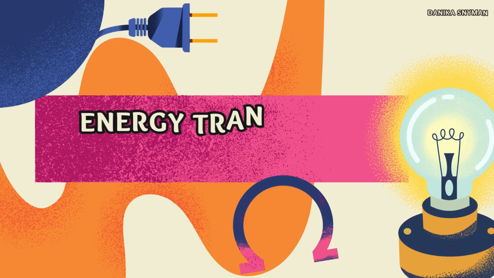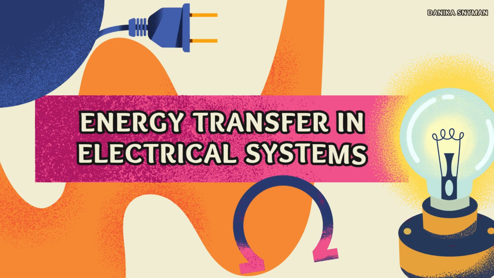Hello, guys. Today we are going to start a very important and interesting topic in natural science: energy transfer in electrical systems. This means we are going to learn how electricity flows through circuits and how different parts of a circuit work together to allow that energy to be transferred. By the end of this lesson, you will understand how electricity travels, what makes a circuit work, and how we can control it.